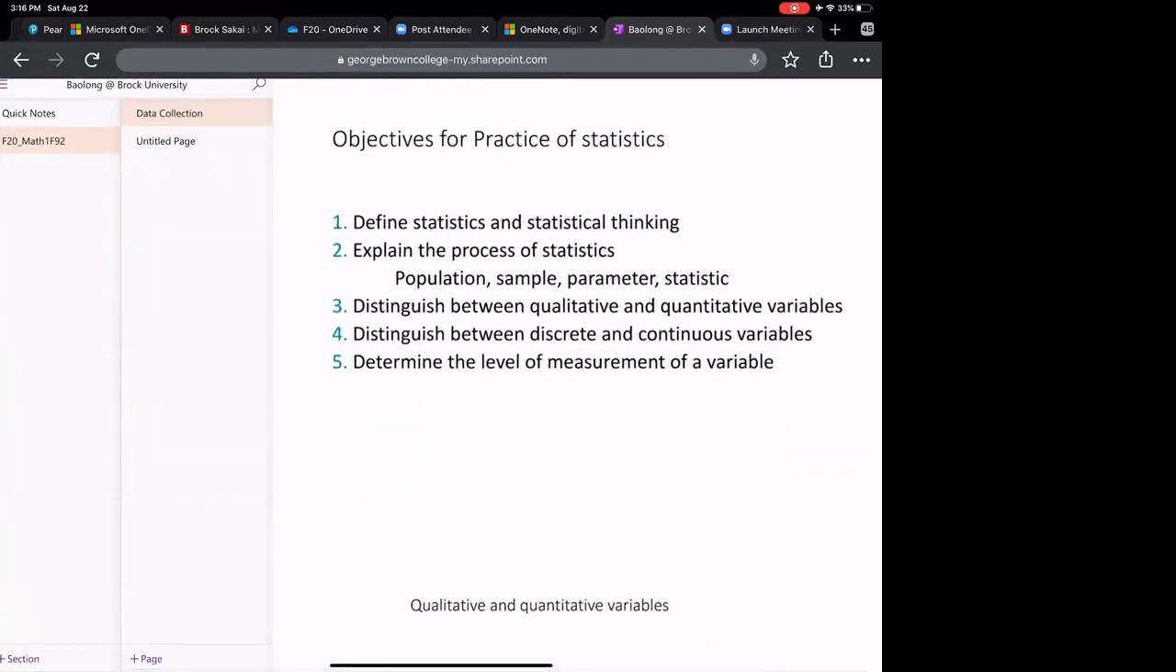The objectives for practice of statistics: we will define some terminologies and explain the process of statistics. We distinguish between qualitative and quantitative variables, distinguish between discrete and continuous variables, and determine level of measurement.